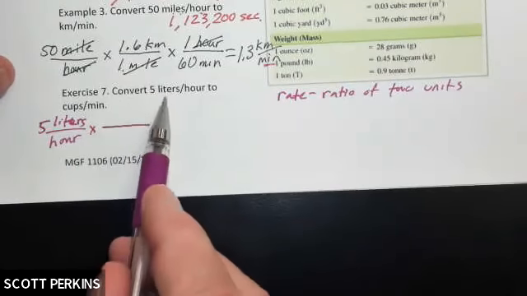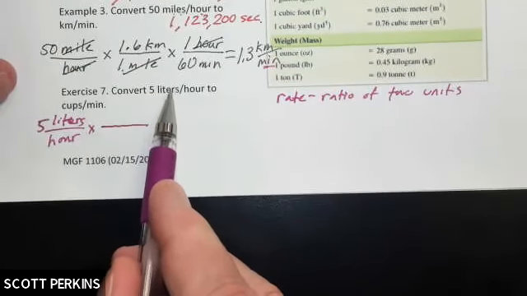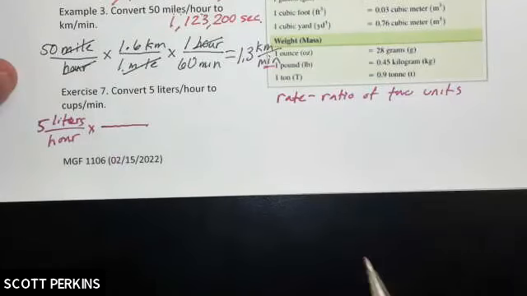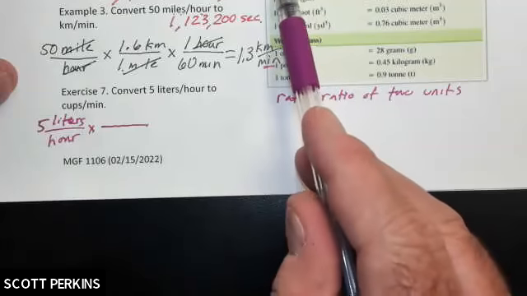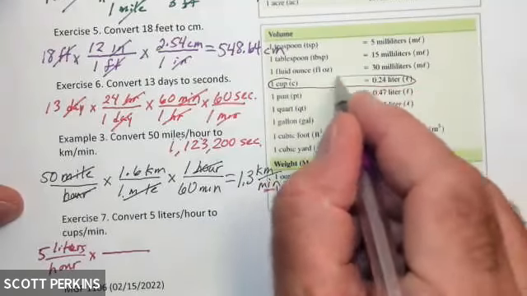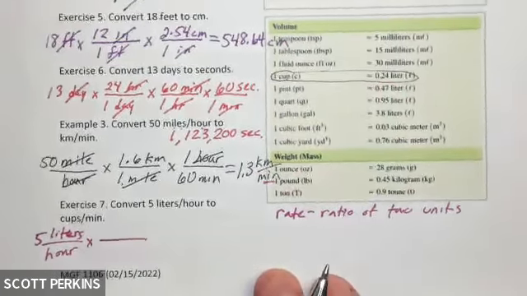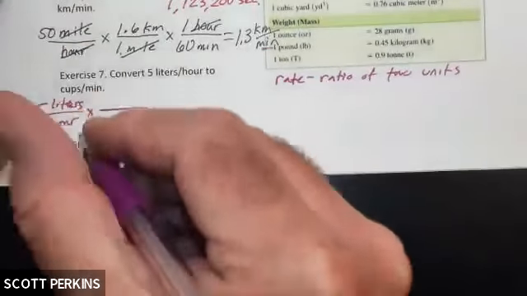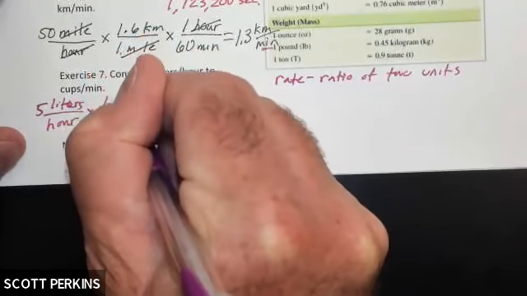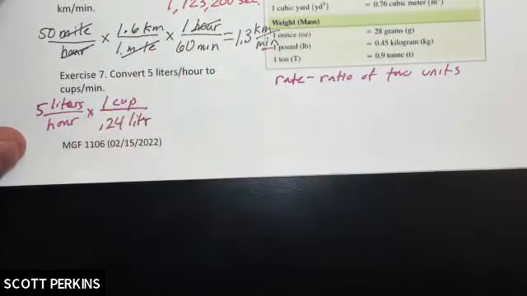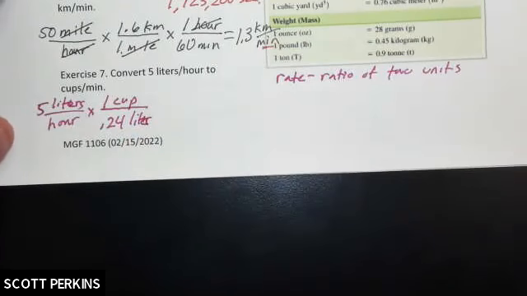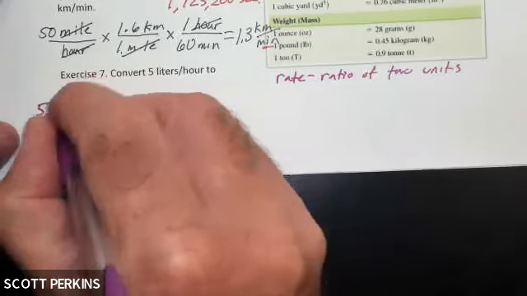So first thing I'm going to do is deal with the numerator. I'm going to convert liters into cups. Okay, that's my goal. Liters into cups. So according to my table, 1 cup is equal to 0.24 liters. Okay, so liters into cups, so 1 cup is equal to 0.24 liters. I put the liter in the bottom to cancel the liters in the top.